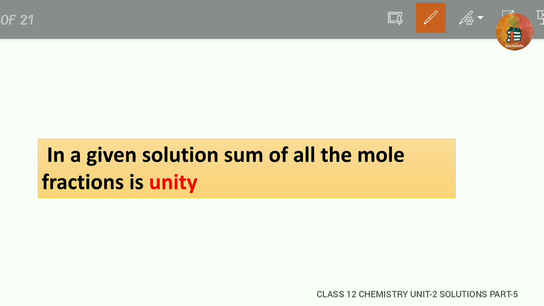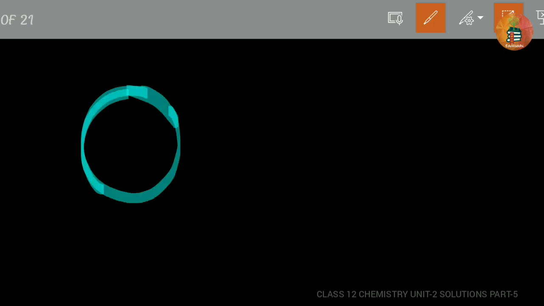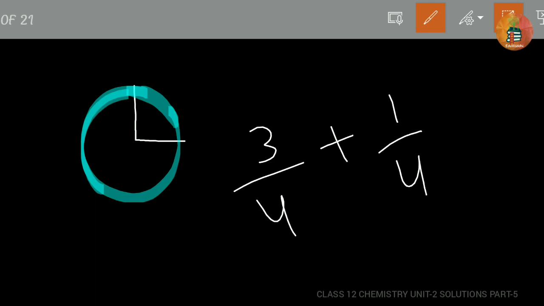Why is the sum of mole fractions of all the components of any solution equal to unity? To understand this, let me take the example of an apple or any circle. Now I'll take a 1/4 part from this, so what is remaining? 3/4 will be remaining. I separated 1/4 from the whole. If you add this 3/4 with the 1/4, what should you get? You should get 4 by 4, that's nothing but a whole, that is unity.